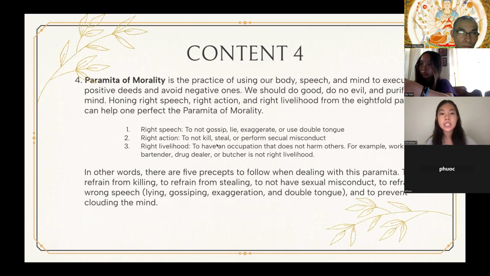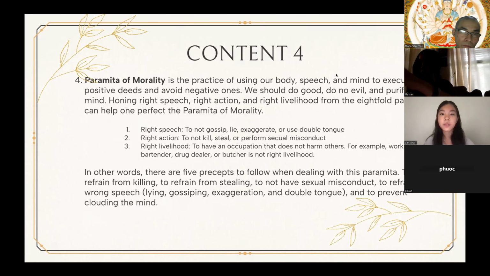Paramita of morality is the practice of using our body, speech, and mind to execute positive deeds and avoid negative ones. We should do good, do no evil, and purify the mind. Honing right speech, right action, and right livelihood from the Eightfold Path can help one perfect the Paramita of morality.